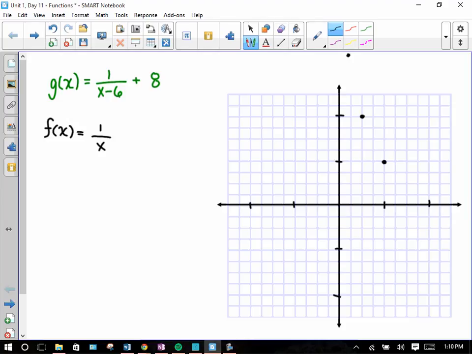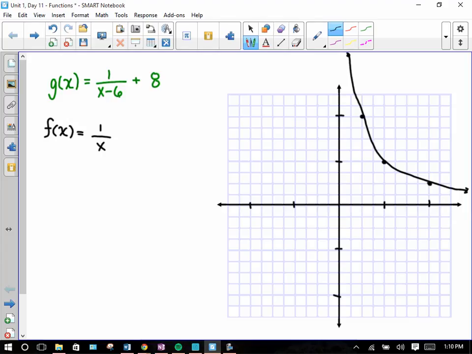way up here. When I put x equals 2 in there, it's going to be 1/2. It's going to be right there. And so forth, so it's going to go to something like this. This graph looks something like that. Okay?